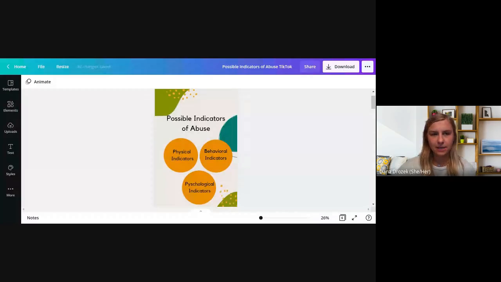So again, these are possible indicators. Some of these that we'll go over could be totally normal, could be things that people just experience in their everyday lives and does not necessarily mean that they've been abused. But again, this could just prompt that conversation to have with them. So I put together a couple slides that we're going to go through to talk about these different categories. Okay, so again, these are possible indicators of abuse. So we have physical indicators that we can look for, behavioral indicators, and psychological indicators.